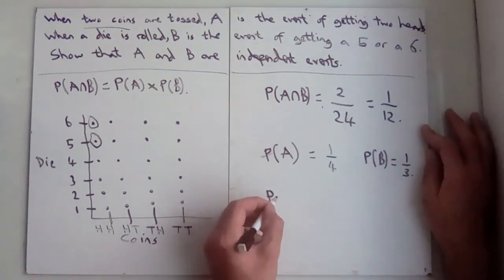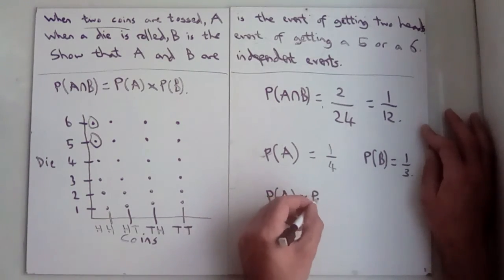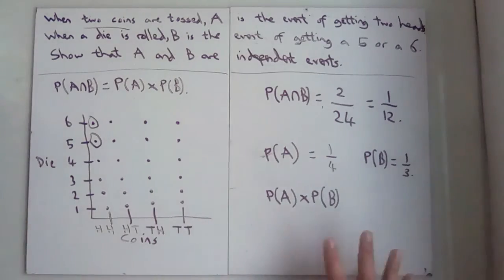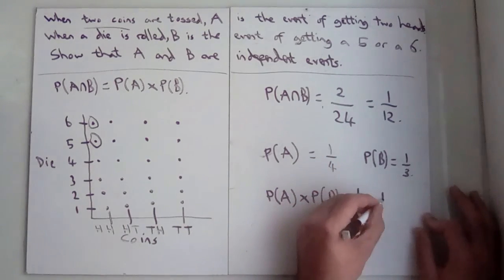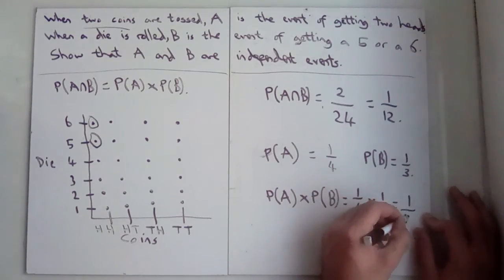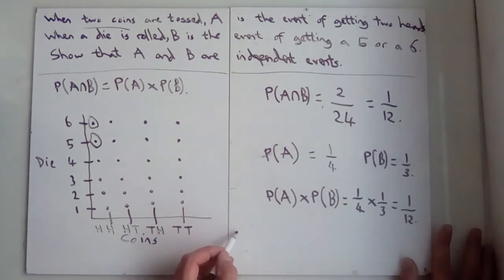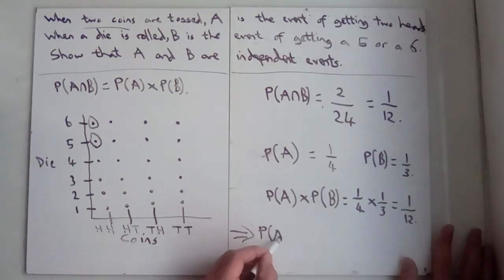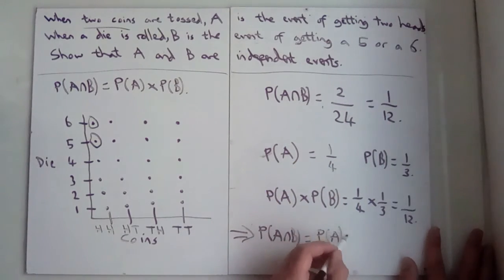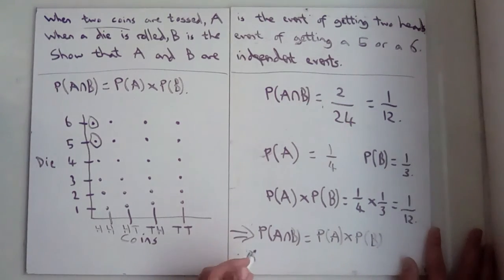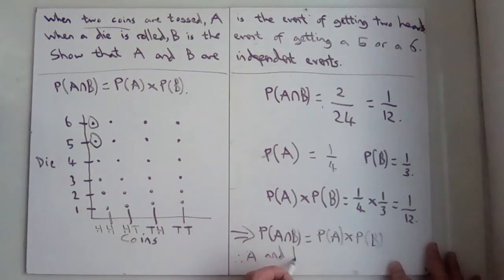So then we need to see what P(A) times P(B) is, and hopefully we're going to show that it's the same as this. So it equals 1/4 times 1/3, which is indeed 1 over 12. So that's showing us P(A and B), which equalled 1 over 12, does equal P(A) times P(B). So A and B are independent events.